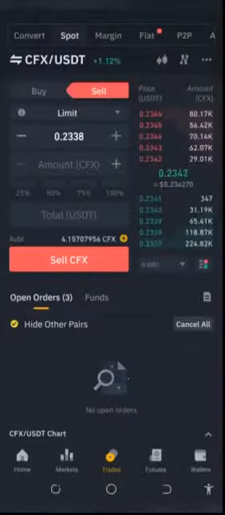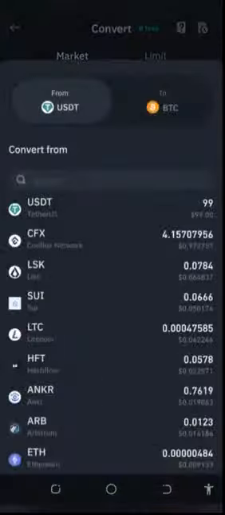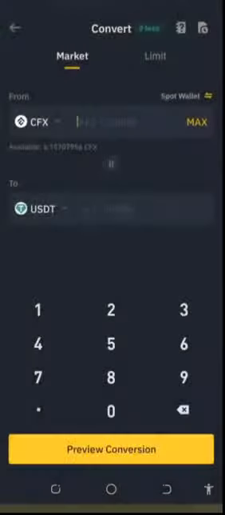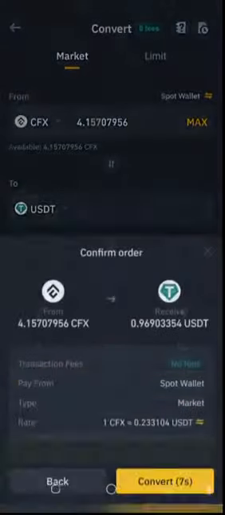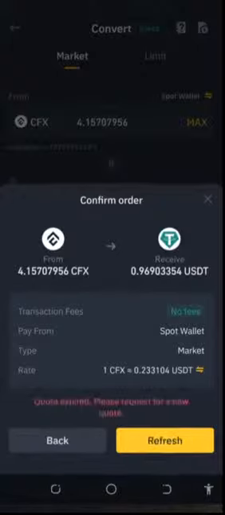4.15. Okay, we sent out 4.26. Now it's at 4.15. Obviously, we cannot change it here. So we have to go back to our convert and then we will put that in here. CFX. And then USDT. And let's see how much. Max. Let's see how much we get. I was too much in a hurry to get that back. Oh, we lost 4 cents. Is it 4 cents? Or about 3 cents thereabouts.